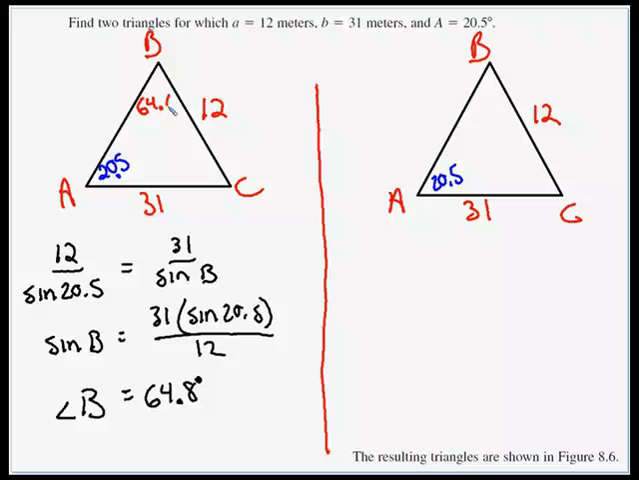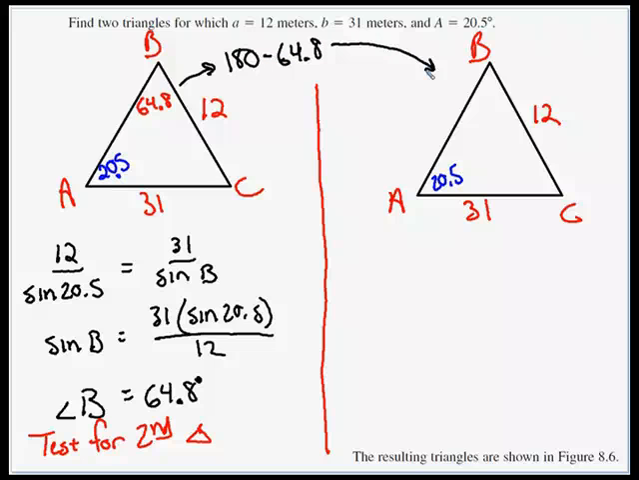This is 64.8 degrees. We now test for the possible second triangle. It doesn't guarantee to be there, but we're going to test to see if it might possibly be there. Back up to the diagrams. Angle A was given. Angle B we just found was 64.8. Is it possible there's another triangle out there that when you take the sine of angle B, you'll get the same as the sine of 64.8? Well, that's just 180 minus 64.8. That might be our other angle B. And we do that subtraction, and it turns out to be 115.2.